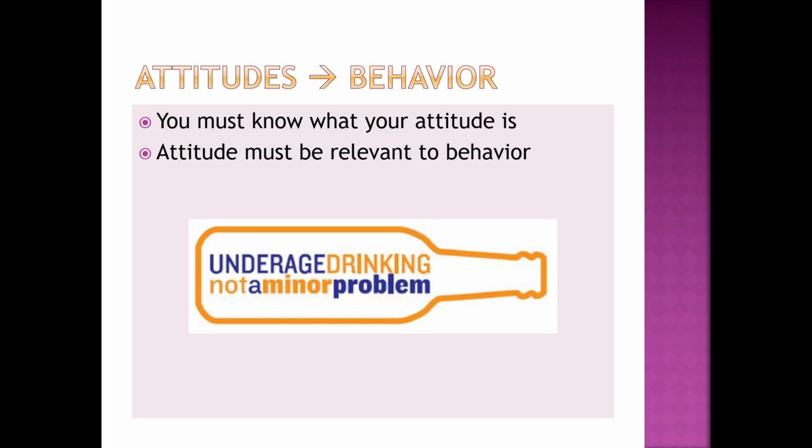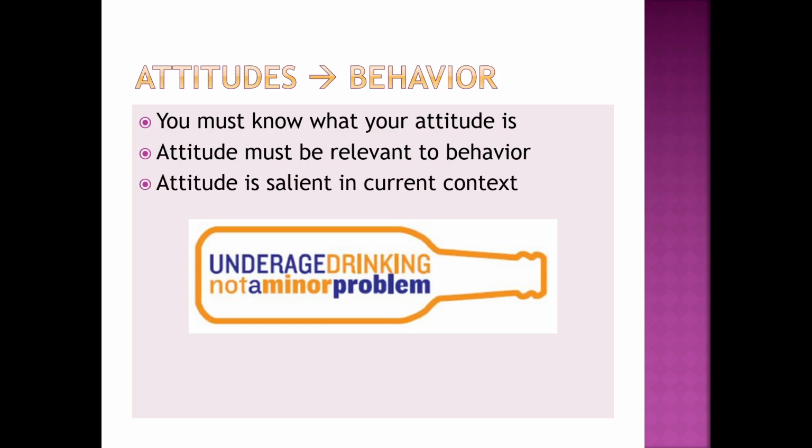In fact, it might be on the flip side. You want it to be a restaurant that serves animal products because you're looking for eggs or chicken or a hamburger or whatever you're looking for. So not only do you need to know what your attitude is, but it needs to be relevant to the behavior, or else it's not going to influence your behavior.